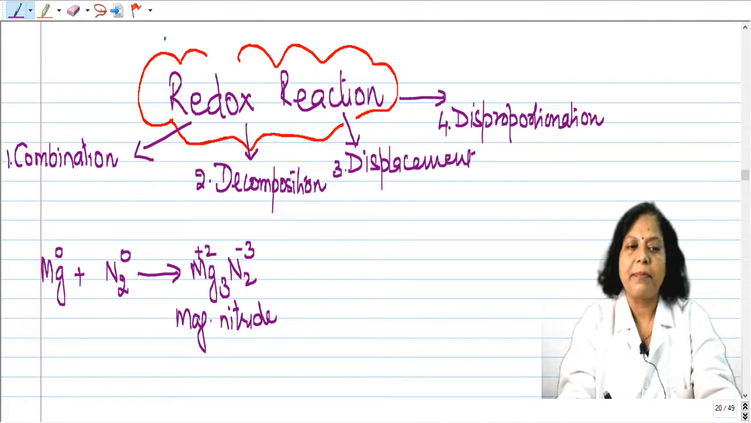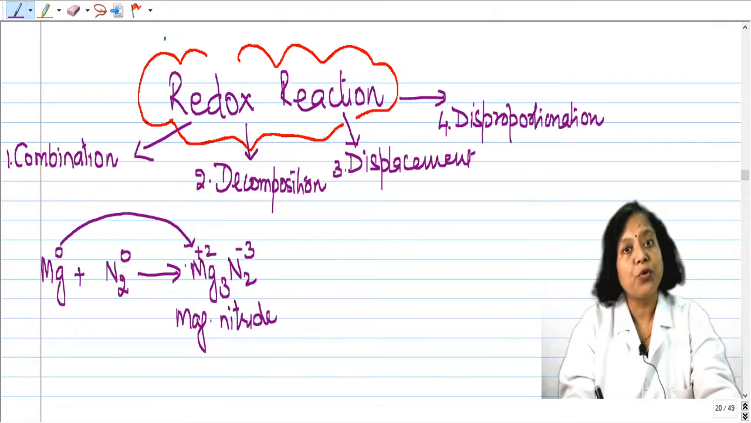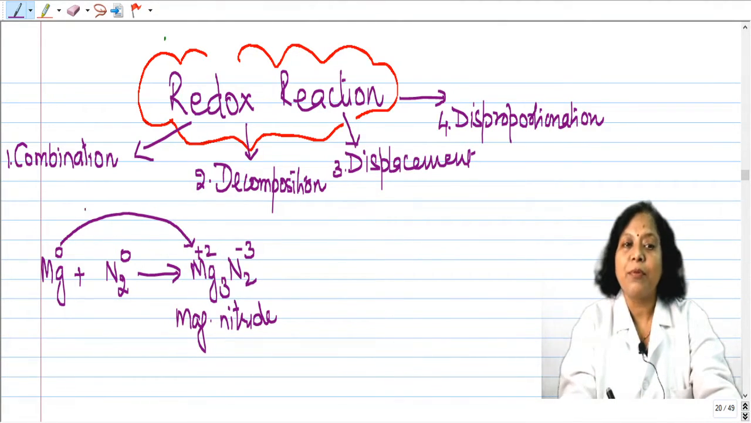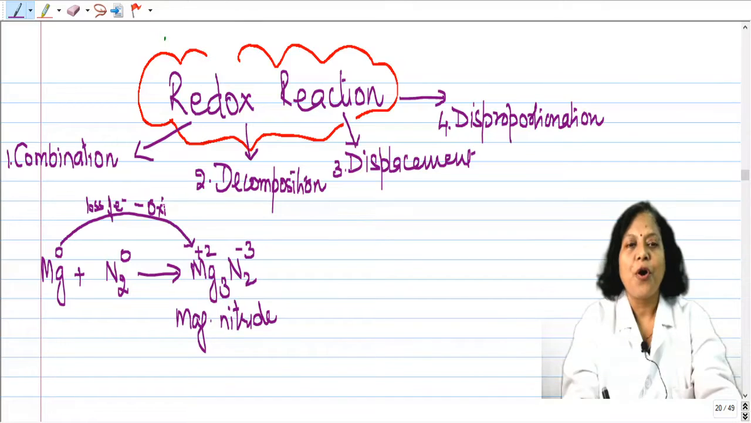So what is happening? Magnesium is changing from 0 to +2. So there is increase in positive charge. Increase in positive charge means there is loss of electron, and loss of electron is what? Oxidation.